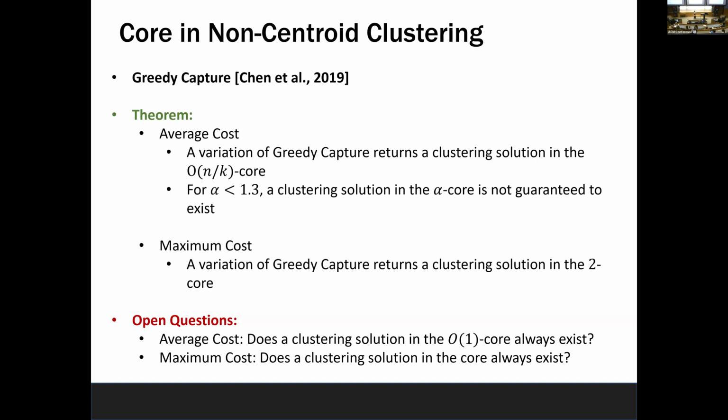But things are better with respect to the maximum cost. We saw that in this case, greedy capture provides a two approximation, which is constant. But again, we were not able to find any lower bound that shows that the core is empty. So it might be the case that even in this case, we can always find a solution in the exact core and we don't need an approximation. So this is another interesting open question.